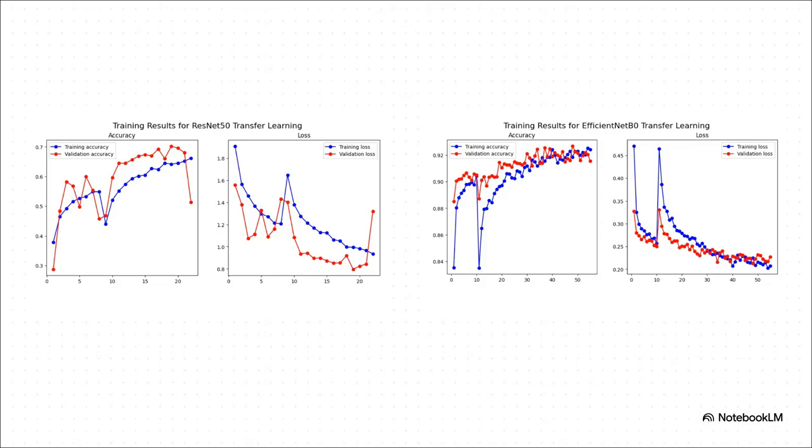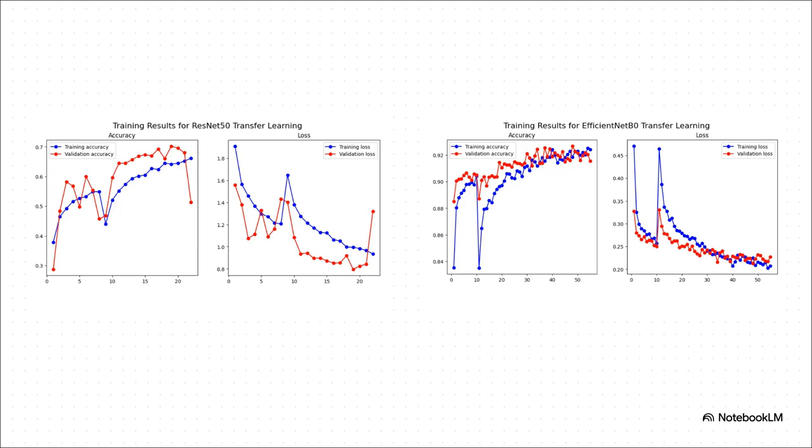I started with a model called ResNet 50. It's this well-known, super complex powerhouse from a few years back. I figured this has to work. But just look at that chart on the left. It failed. I mean, it failed spectacularly. The training was a complete mess.